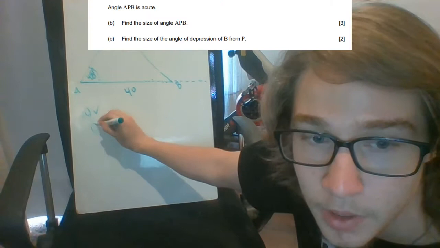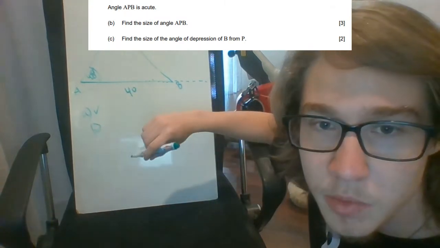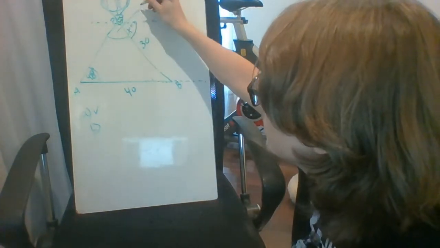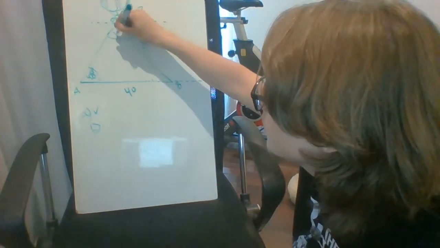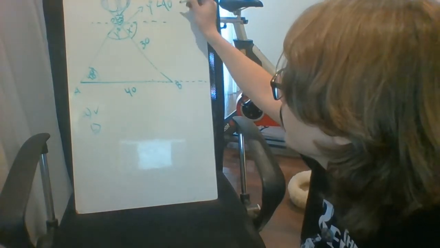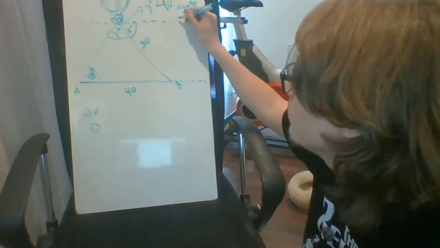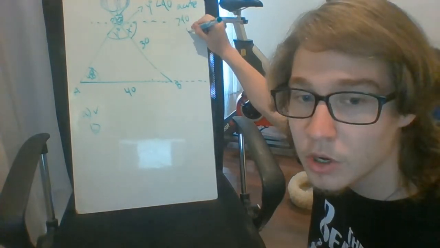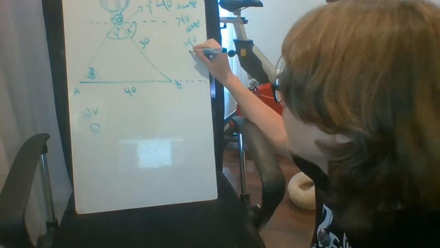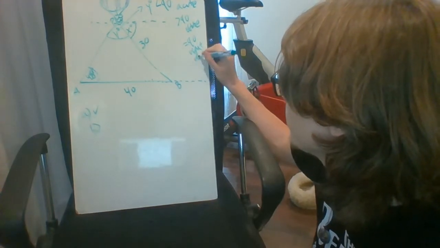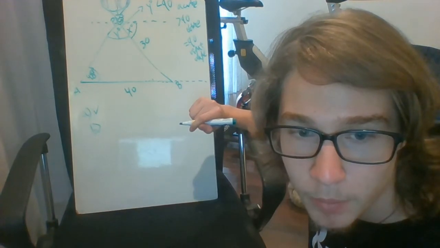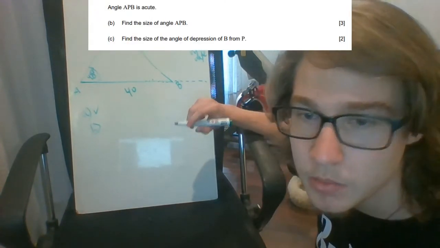Part B, they also tell us that angle APB is acute. Okay, this one is acute. If it's acute, it means that this value right here, let's call it y degrees, is going to be less than 90. Okay, that is acute. If it were greater than 90, it would be obtuse. And if it's equal to 90, it would be a right angle. So in this scenario, it's going to be less than 90. And it asks us to find the size of the angle APB.